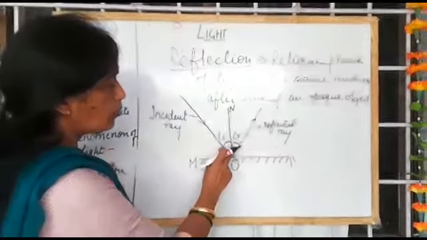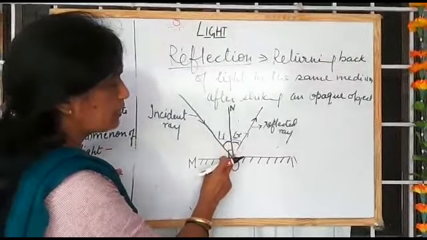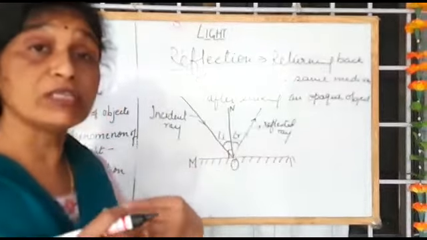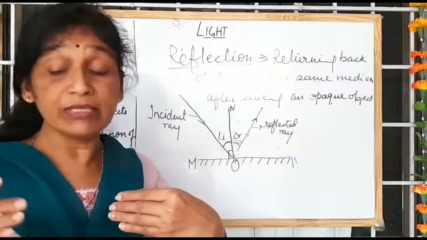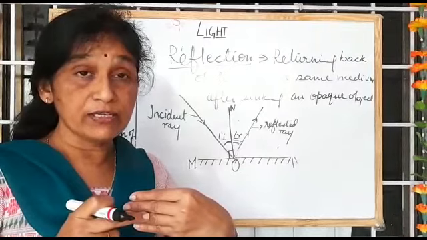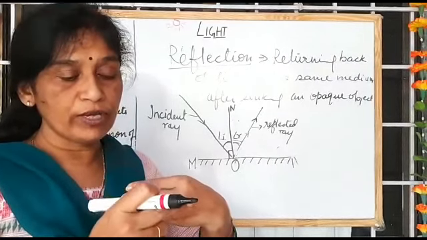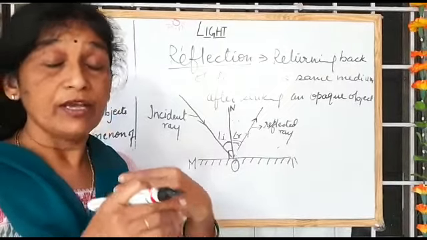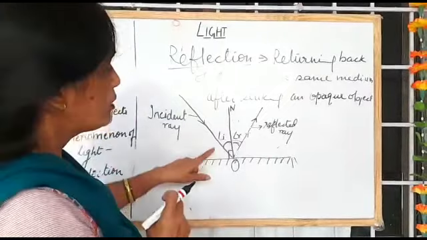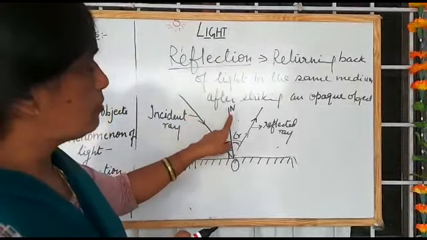So these three lines, where it falls, are on the same plane. It is not that the incident ray is on this plane and the other one's plane is somewhere far away, towards the back or somewhere in front. It's on the same plane. So the incident ray, the normal. This is the second law.